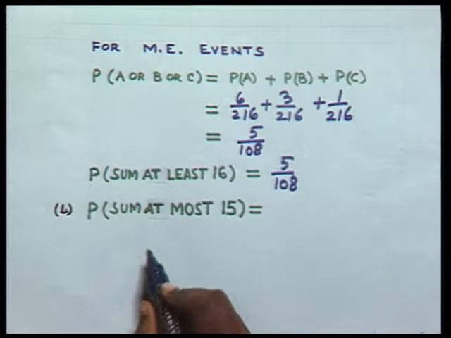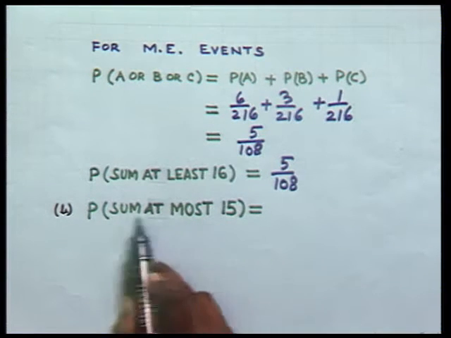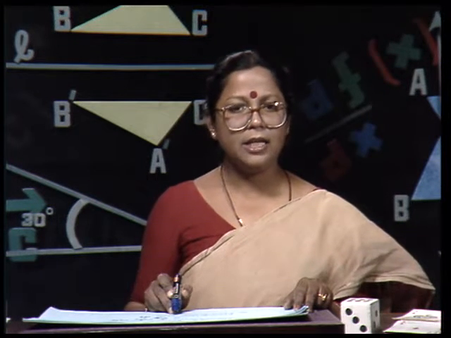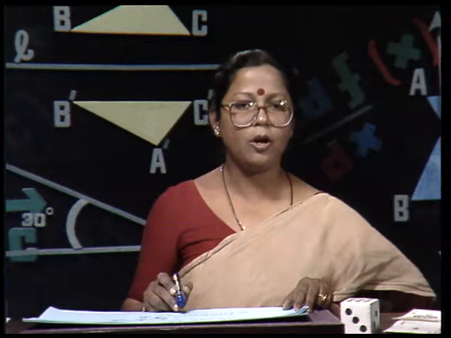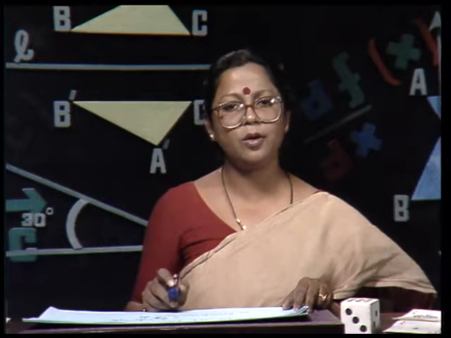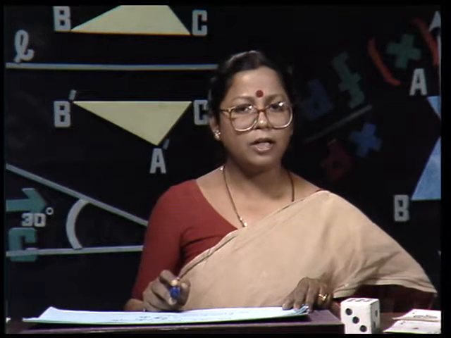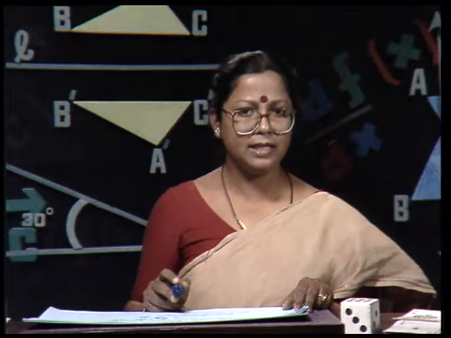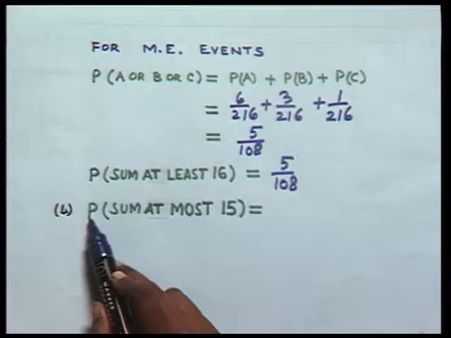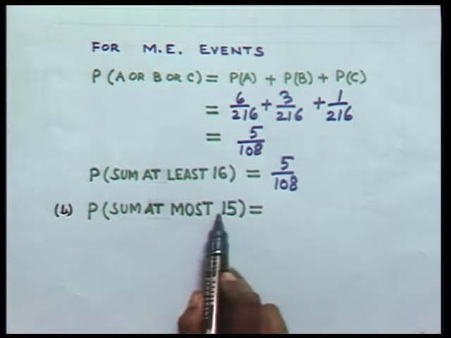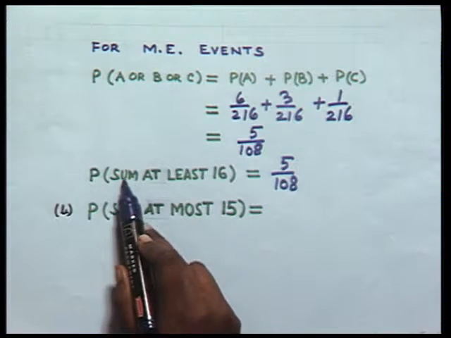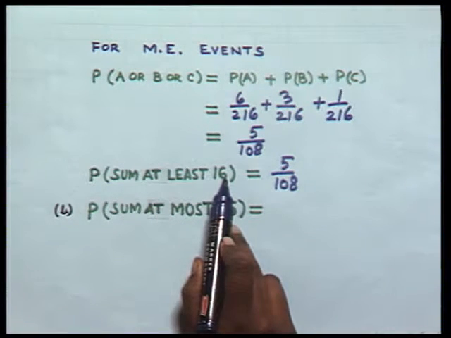Now, consider the next event, that is getting the sum at most 15. Now, this event will occur if the sum is 3 or 4 or 5 and so on, but it cannot be 16 or 17 or 18. That means this event, that is getting the sum at most 15, is a complementary event to the event sum at least 16.